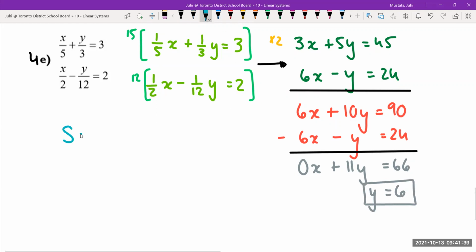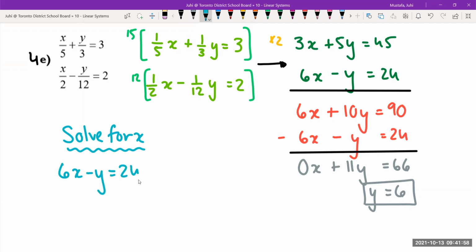Now I'm going to solve for x. So a question was, well, do you have to use these original equations to solve for x? I'm going to say to make your life easier, just use one of the rearranged ones. They're all equivalent anyways. So I'm going to use this bottom one here. It's going to be 6x minus y is equal to 24. 6x minus 6 is equal to 24. And so x is going to be equal to 5.